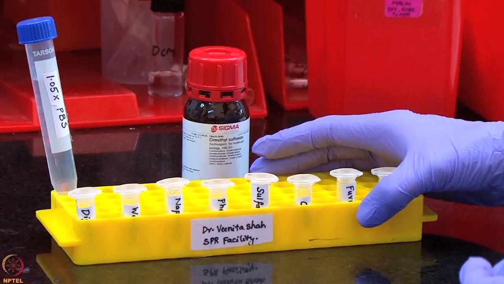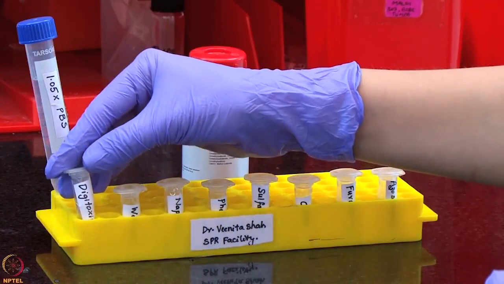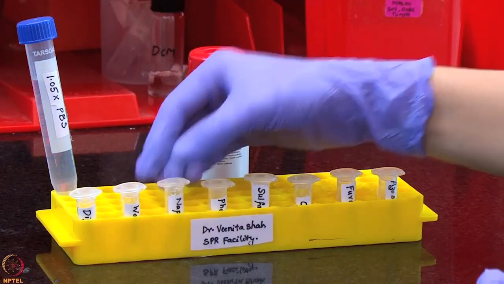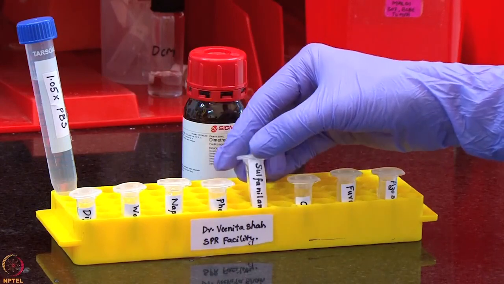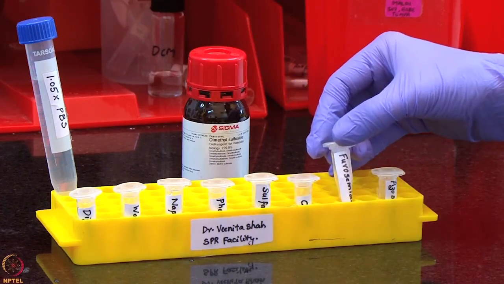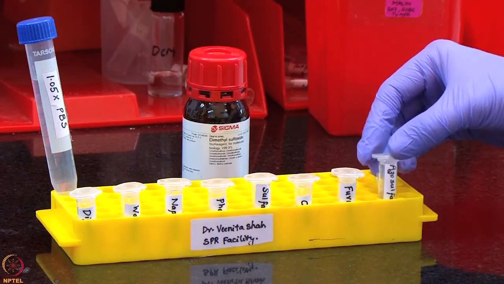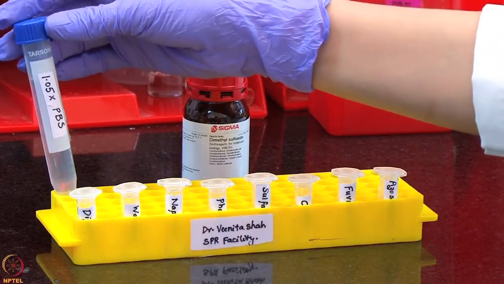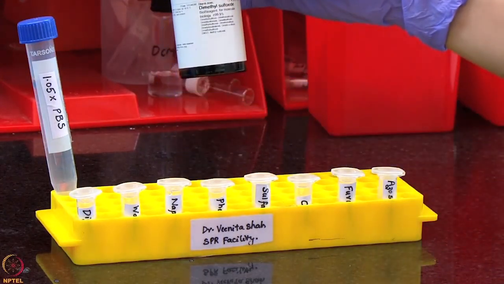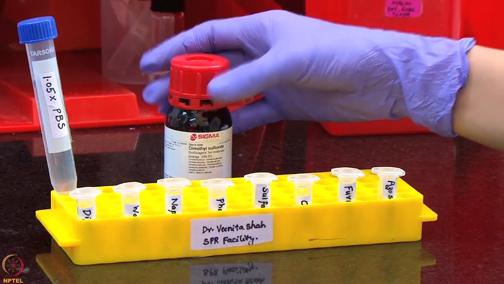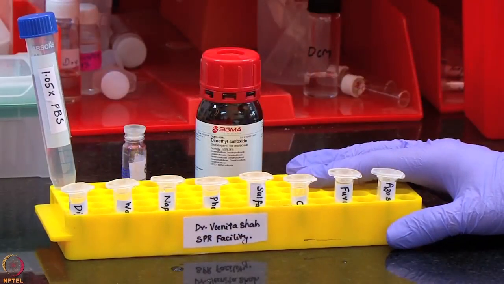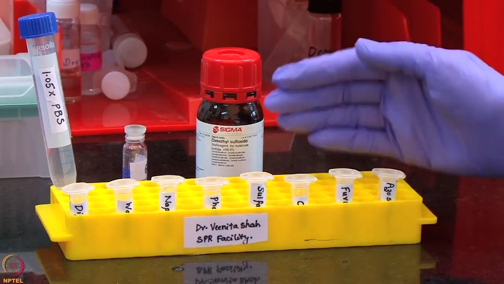We will be preparing all small molecule samples including digitoxin, warfarin, naproxen, phenytoin, sulfanilamide, carboxybenzene sulfonamide, furosemide and azosulfamide from 1.05x PBS and 10 millimolar stock solution of these drug molecules using DMSO solution according to the tables shown here. So a final concentration of 30 micromolar of small molecules will be used for this screening assay.